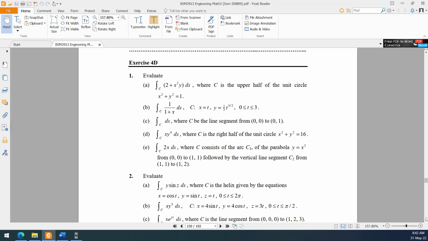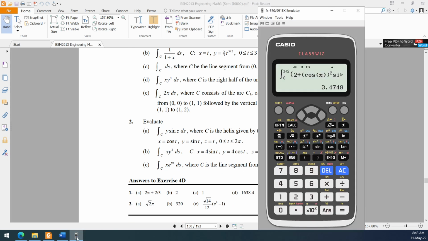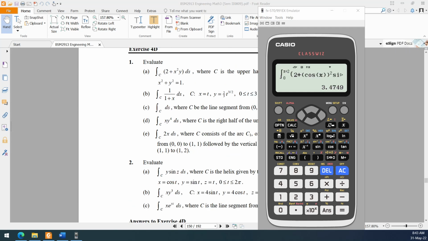The answer from the module was obtained by integrating manually. So you can check 2 pi plus 2/3. Is it equal to 3.4749? Not the same. This is 6.9499. Hold on, let me check. The module's answer is double the answer that I obtained. Seems like they integrate 0 to pi. Let me check.